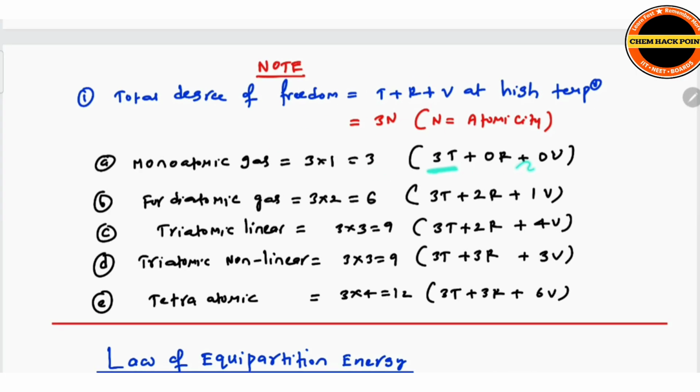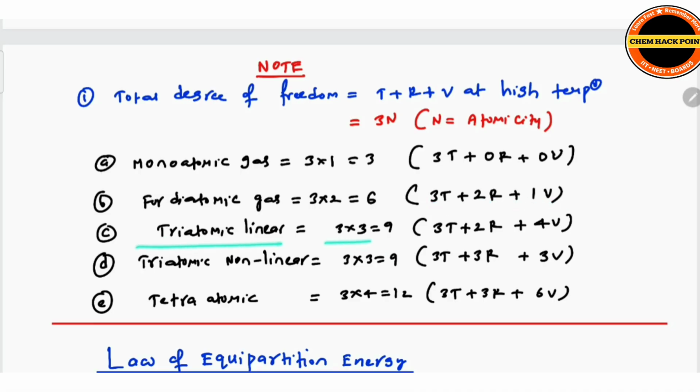So 3 translational, 0 rotational, 0 vibrational for monoatomic gas, that is 3 into 1, that is 3. Remember, if it is a diatomic gas, 3 into 2, 6. Atomicity is 2, right? Atomicity means the number of atoms. 3n. So what will you get here? 3 translational, 2 rotational, 1 vibrational.